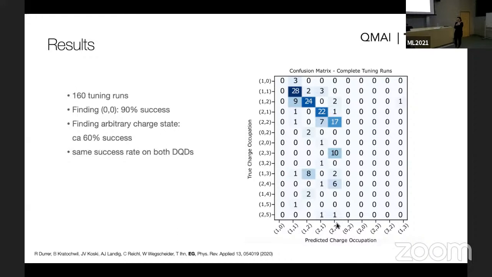But again, 60% success compared to the PhD student, it's a good trade-off, let's say. So it's a beginning of something, and hopefully with more sophisticated methods, you can also do better here.